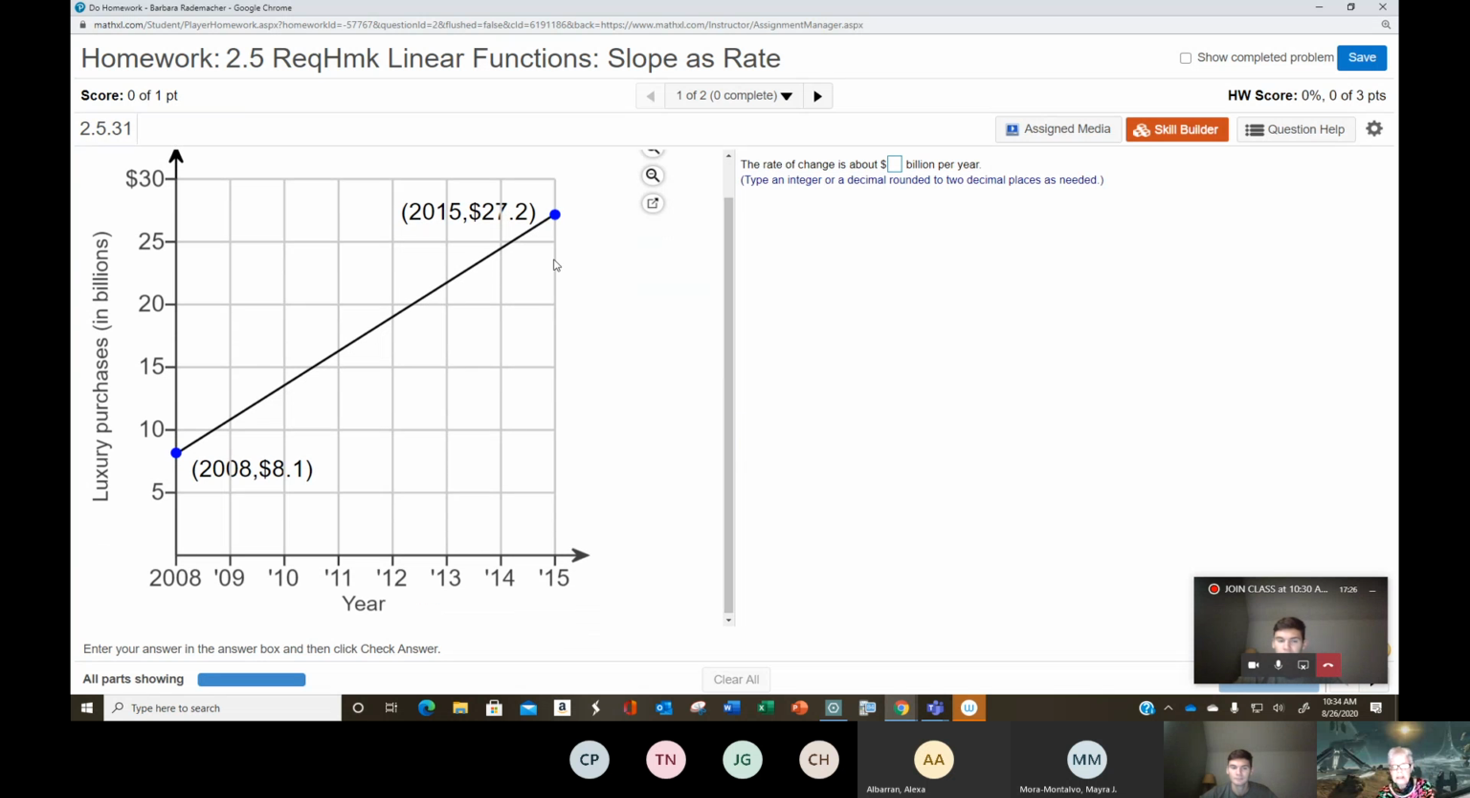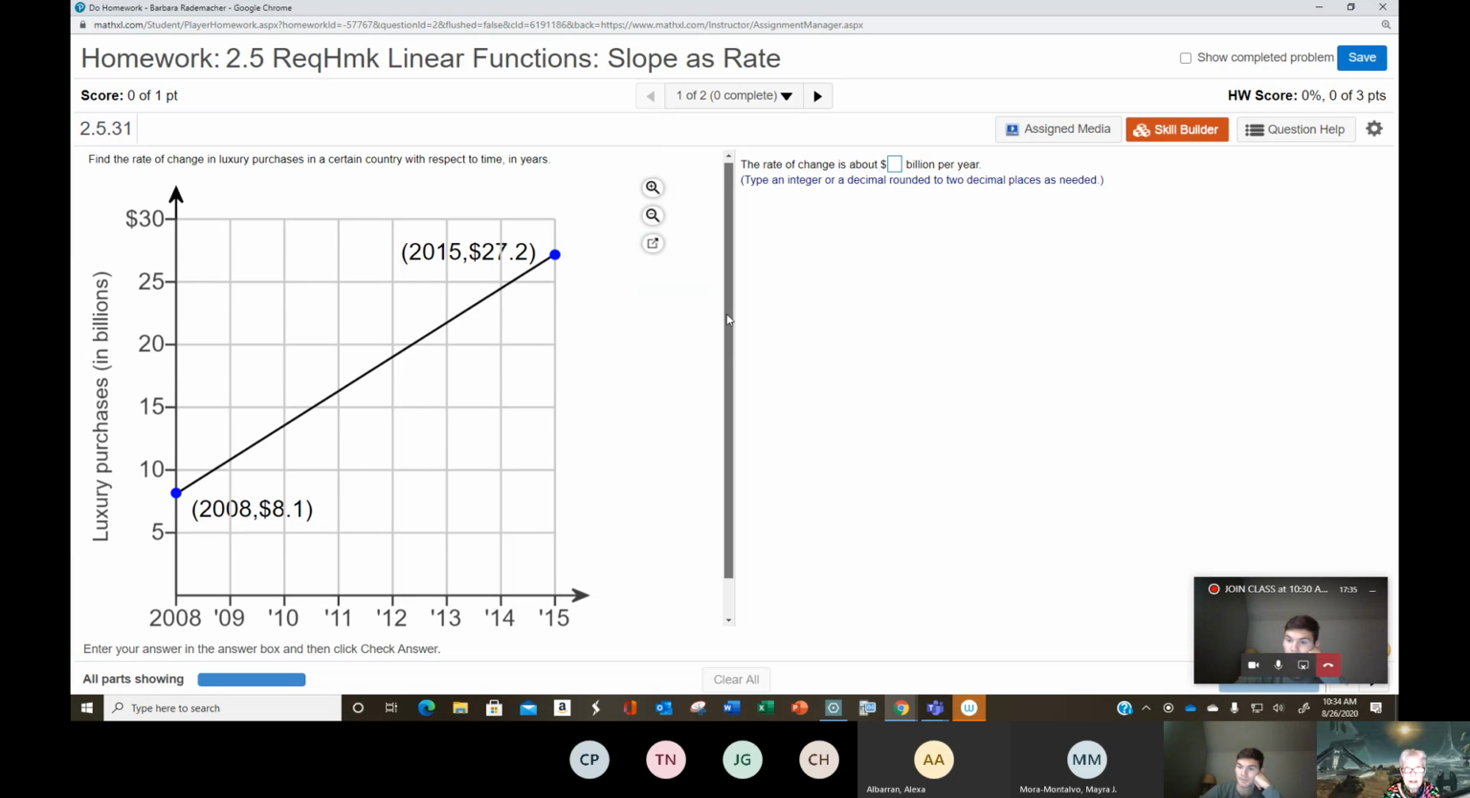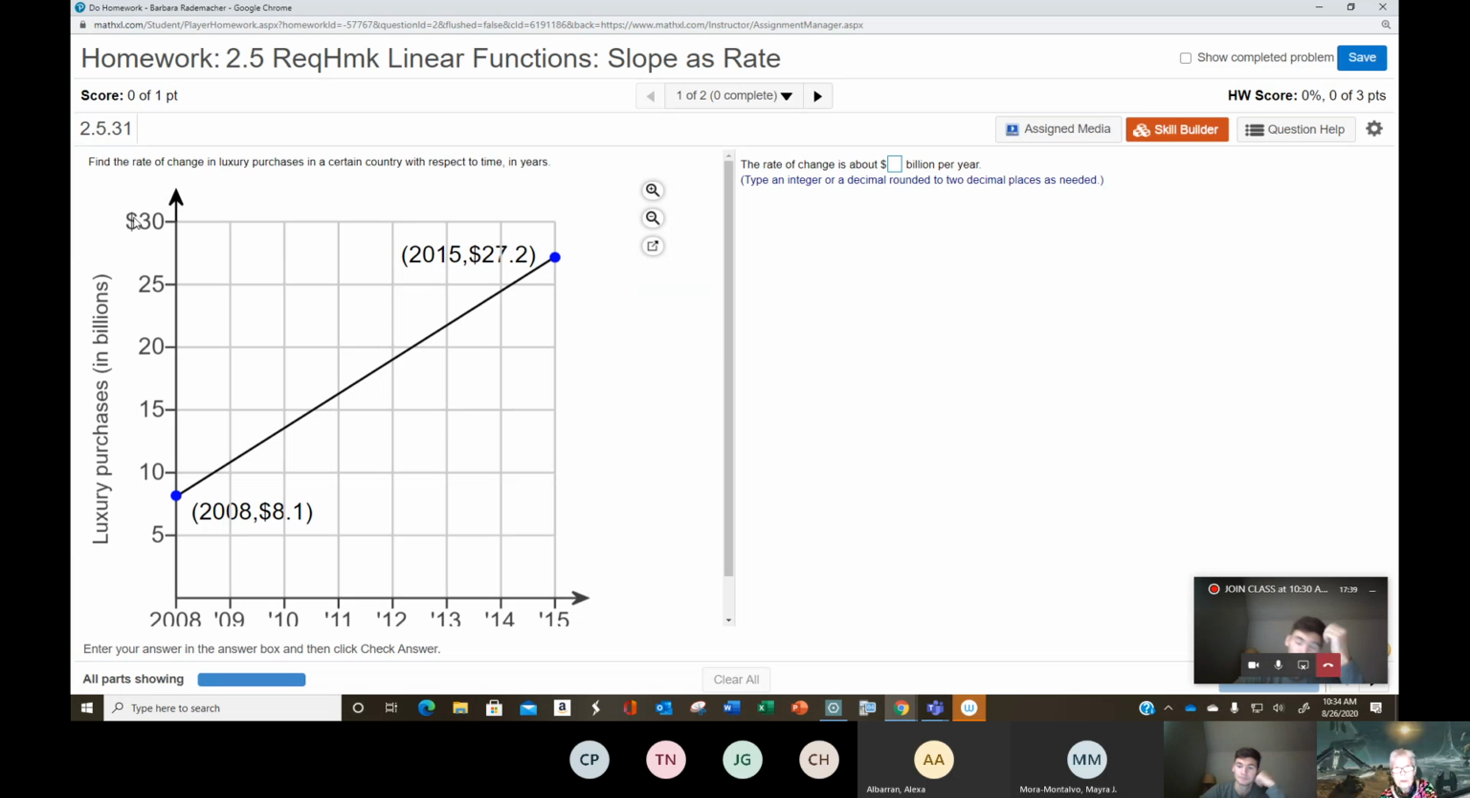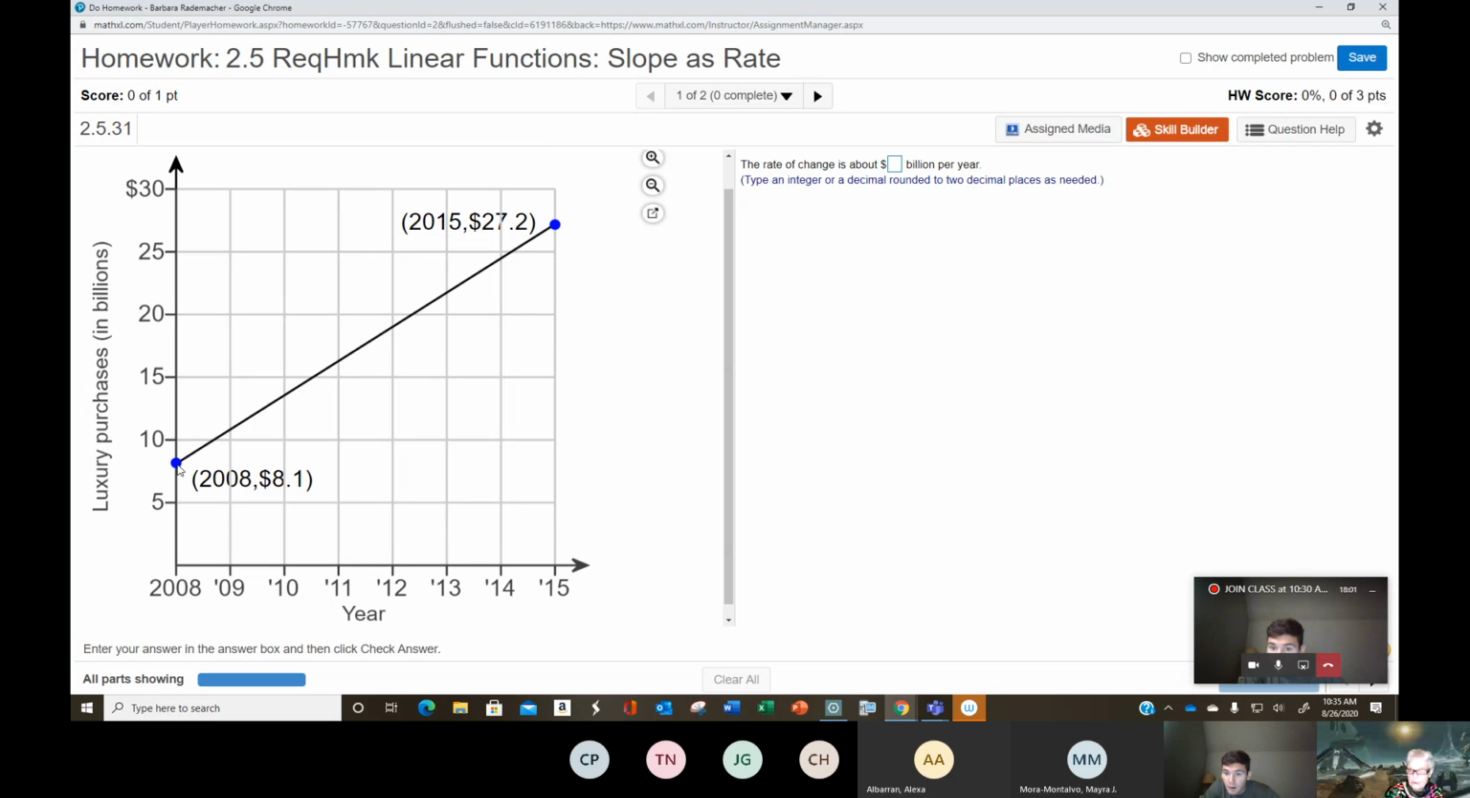Okay, here's a line. Maybe it's not the most interesting line in the world, but it's a line. And this line is the graph of the rise in the luxury purchases in a certain country with respect to time. What that means is, what is the price as years go by? They start out measuring in 2008, and then every year after 2008, all the way to 2015, how did the price of luxury goods change, look at this, in billions of dollars in a particular country, which means they probably made up all the numbers.